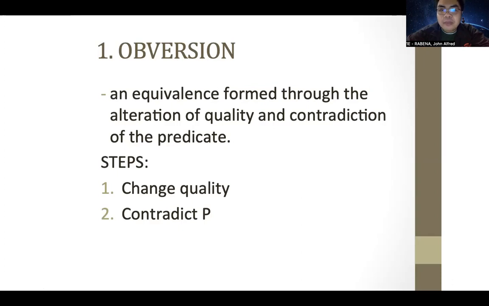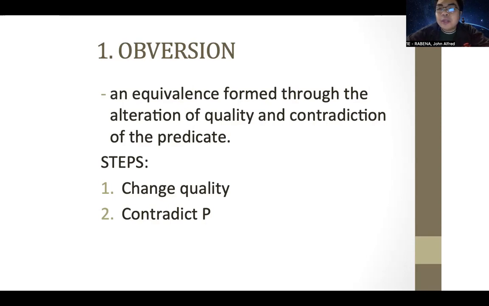When we say obversion, it is an equivalence formed through the alteration of quality and contradiction of the predicate. There are two steps involved in obversion. First is to change the quality. How do you change the quality? If the quality is positive, the linking verb is or are. So if you want to change that quality, you place a negating word, the word not. From is it will become is not. From are it will become are not.